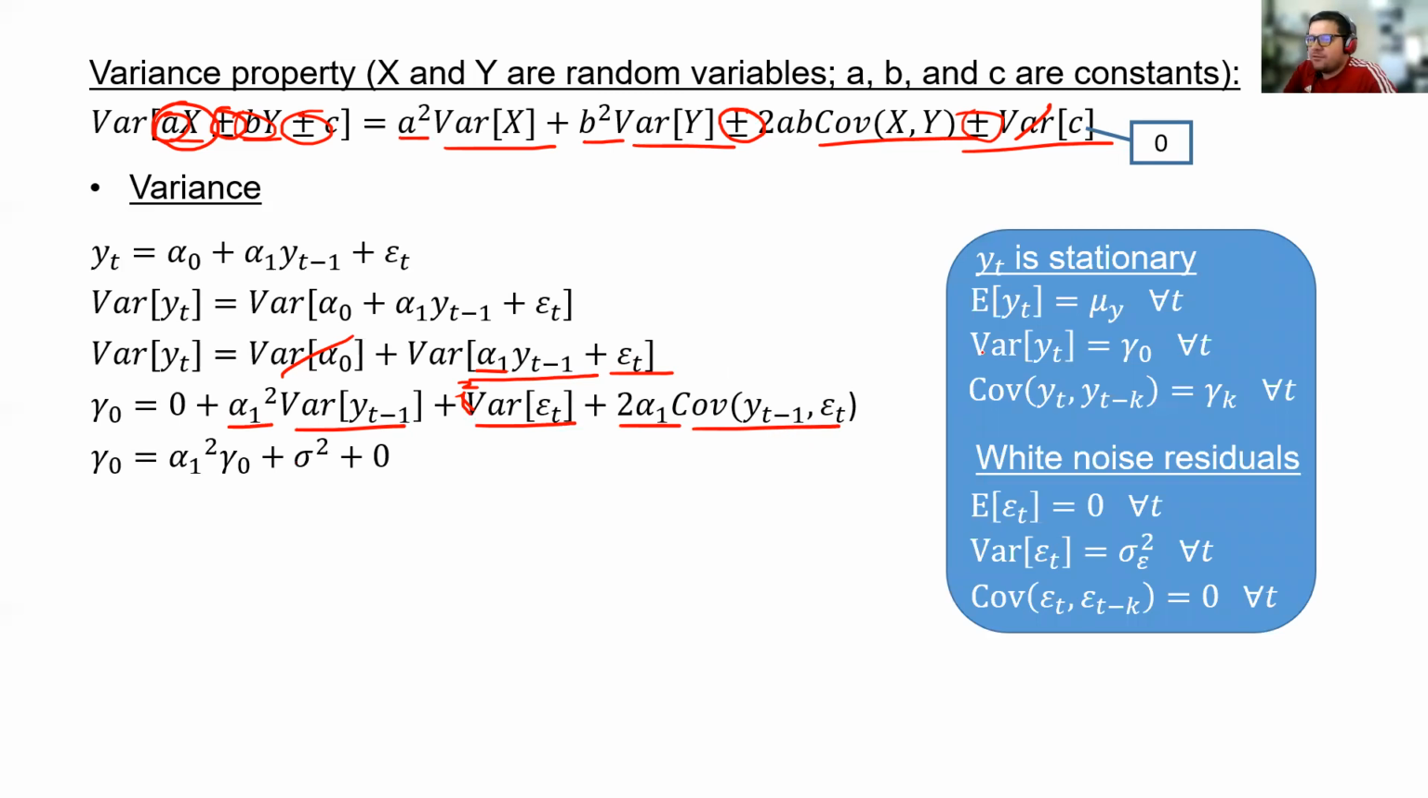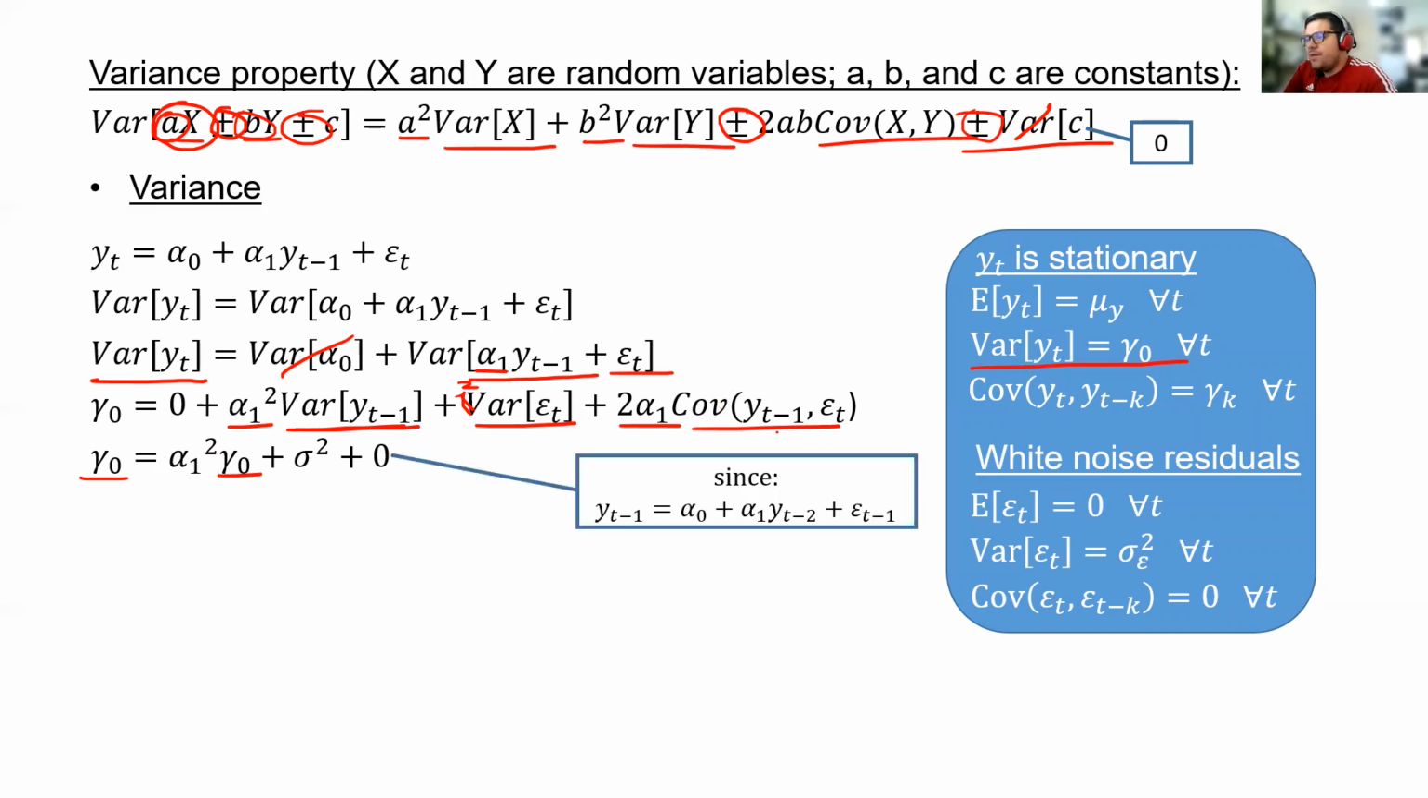Now, from the assumptions that we made, you probably remember that the variance of yt and the variance of yt minus 1 are a constant term that we name gamma 0. So we replace this with gamma 0. Alpha 1 squared is something that we can estimate, sigma squared as well. And this term goes to 0 because, well, the covariance between two variables that are not related is 0, right?